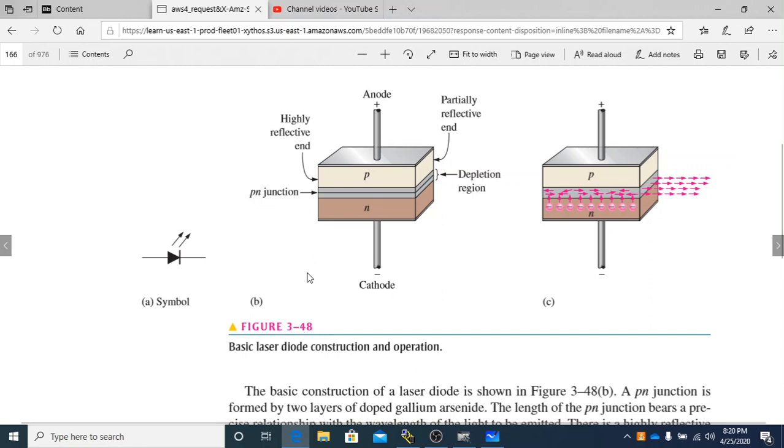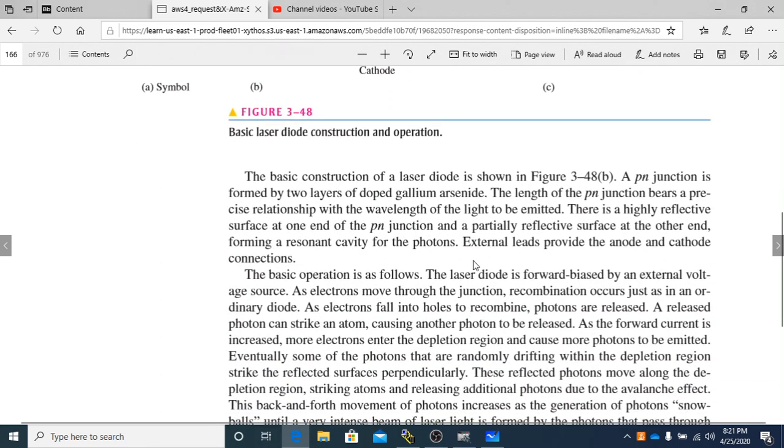A couple of things you need to note about a laser. We've seen PN junctions before, anodes, cathodes, and the depletion region. In a laser, one side of the junction is going to be highly reflective and the other end is going to be partially reflective. That's important, because there is a reason and it makes a big difference. You can see from these arrows that they start to move across the depletion region and are reflected back the other way. That's the reason the highly reflective end and the partially reflective end come into play. So that is the basic construction.